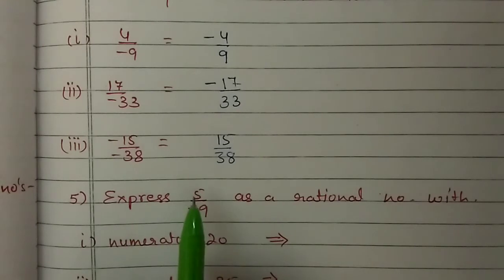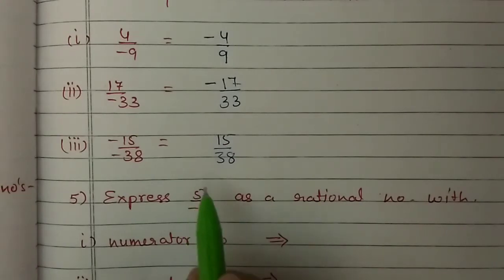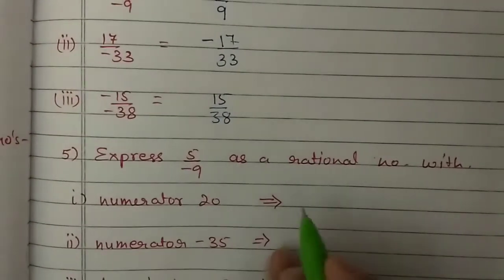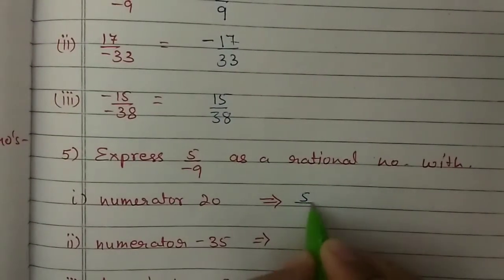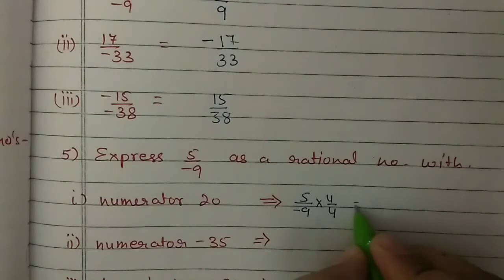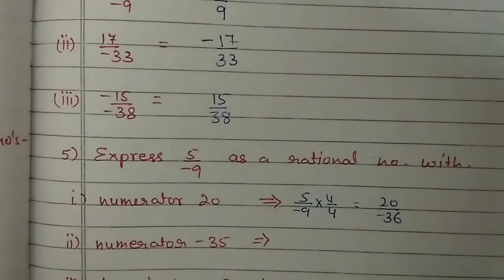Question number 5. Express 5 by minus 9 as a rational number with numerator 20. So this numerator, this 5, we have to make 20. So to make it 20 we need to multiply with 4. So 5 by minus 9 multiply with 4 by 4, with numerator also, with denominator also. So it will become 20 by minus 36.